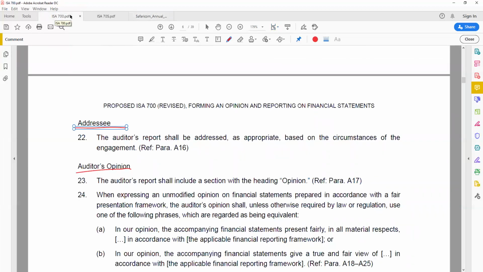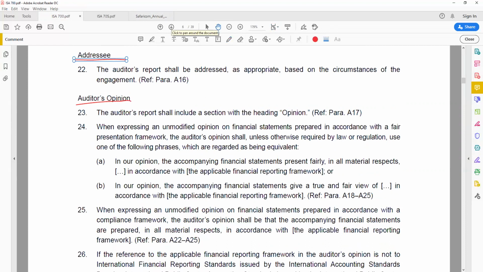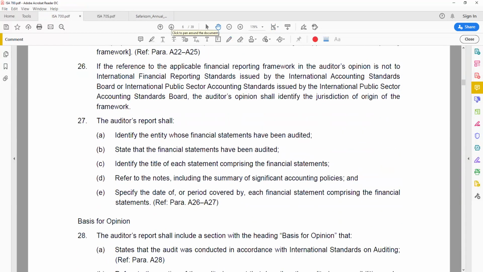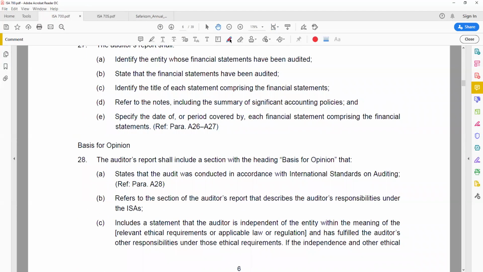Next, after the opinion, is the basis for the opinion. Why did you qualify the accounts of the company? Why did you disclaim? Why did we issue an unmodified opinion?